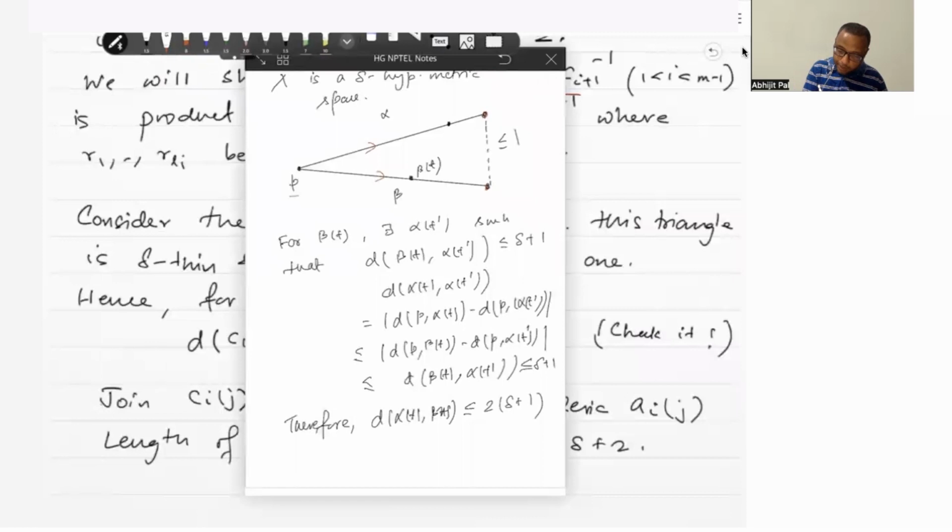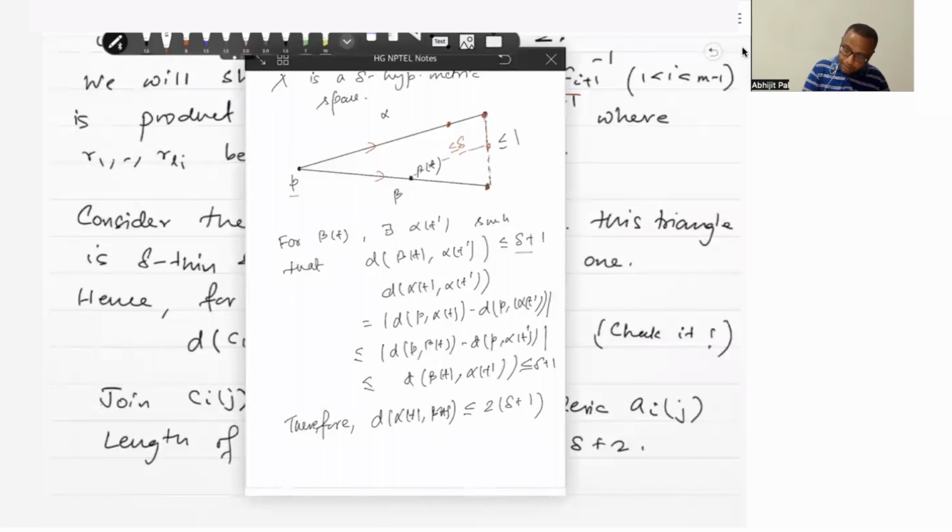So now if I take this point beta T, there exists a point either here or on this geodesic such that the distance will be less than or equal to delta. Suppose there exists a point here, so this distance is less than or equal to delta. Then, because this length is at most 1, the distance of this point beta T to this endpoint of alpha will be at most delta plus 1. So therefore, there will exist some T prime such that the distance between alpha T prime and beta T will be at most delta plus 1.